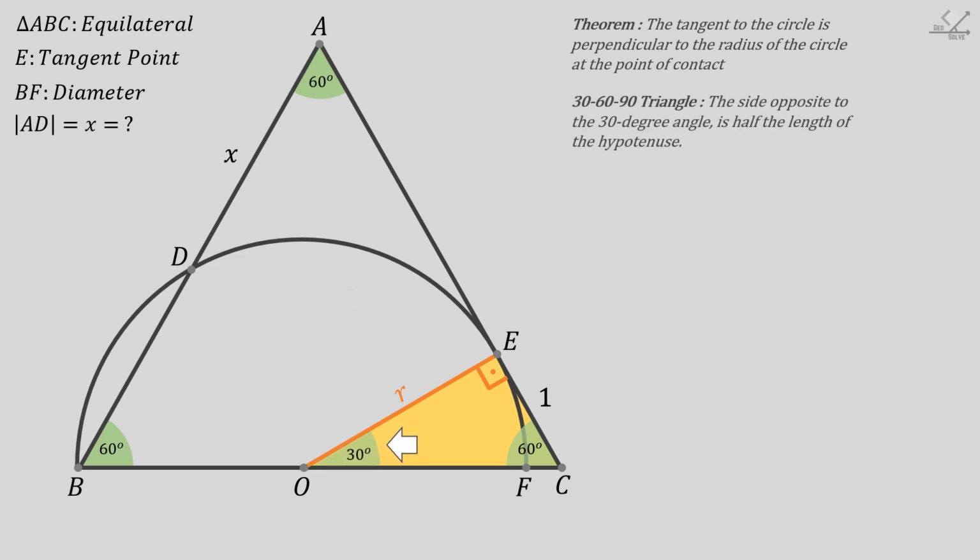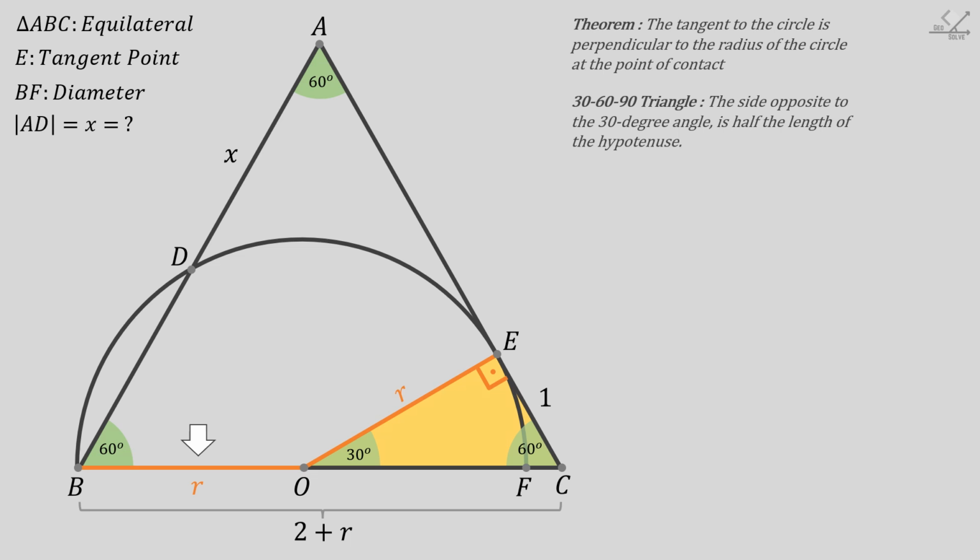And remember that in this special triangle, the side opposite to the 30 degree angle is half the length of the hypotenuse. So the length of the line segment OC will be 2 units. After this, notice that this line segment is also a radius of the circle. So one side of the equilateral triangle ABC will be 2 plus r units.